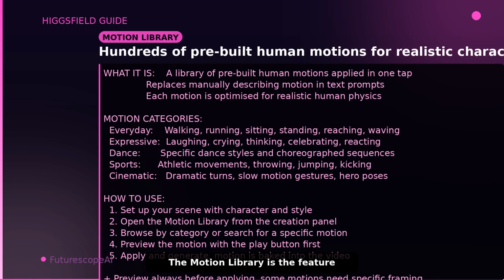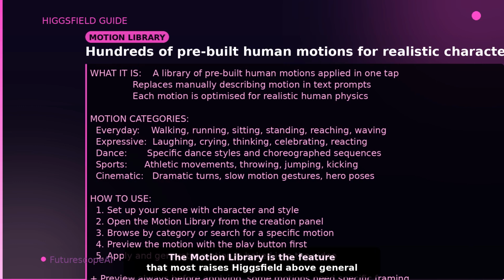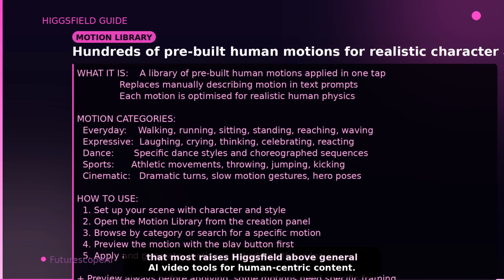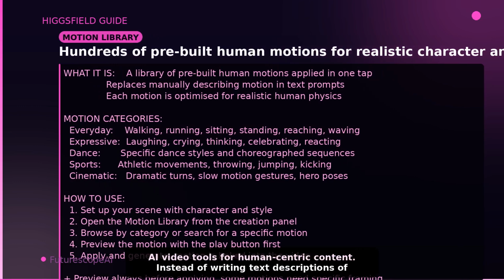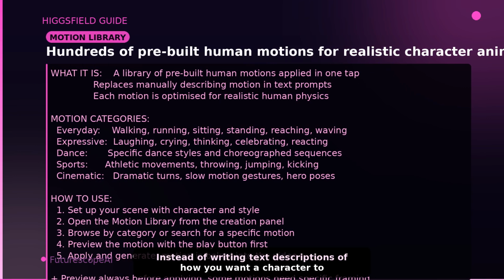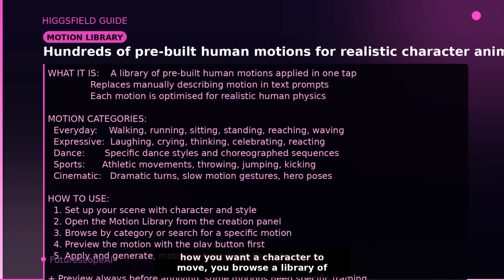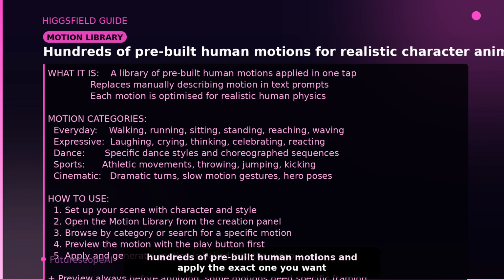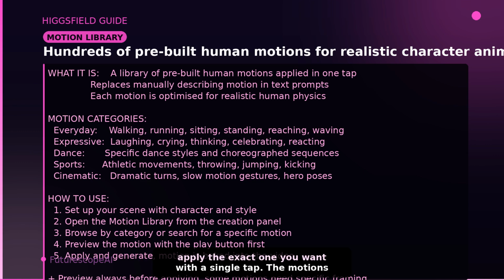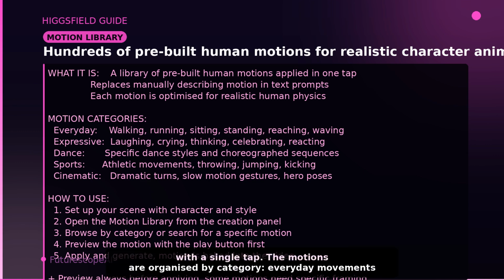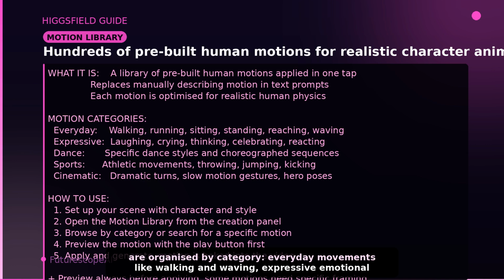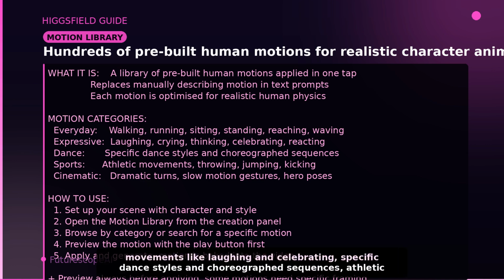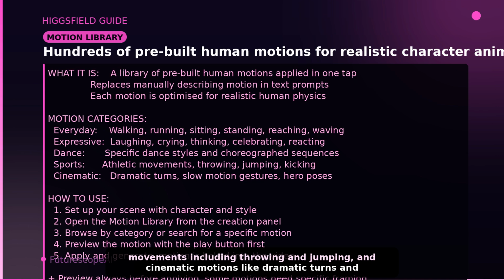The motion library is the feature that most raises Higgsfield above general AI video tools for human-centric content. Instead of writing text descriptions of how you want a character to move, you browse a library of hundreds of pre-built human motions and apply the exact one you want with a single tap. The motions are organized by category: everyday movements like walking and waving, expressive emotional movements like laughing and celebrating, specific dance styles and choreographed sequences, athletic movements including throwing and jumping, and cinematic motions like dramatic turns and hero poses.